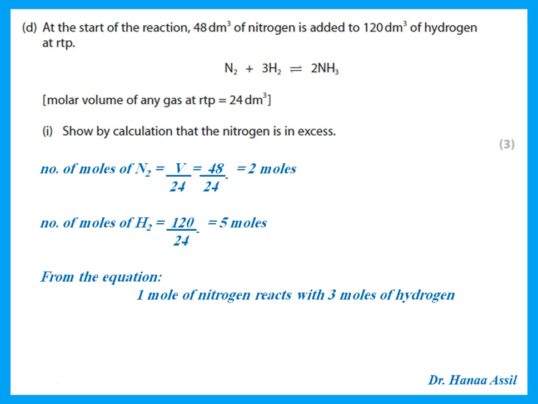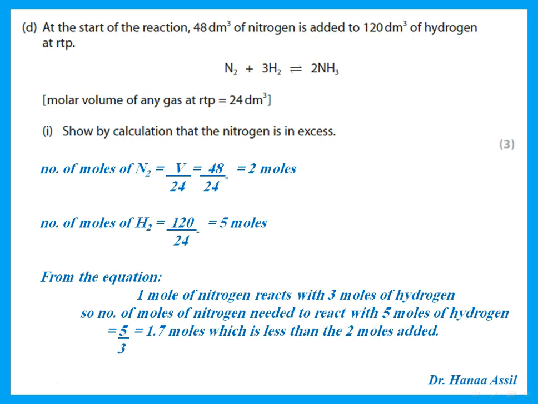Now, let us look at what we found. We found that nitrogen is 2. So according to the equation, hydrogen should be 2 times 3, which is 6. But we have less than 6. And that means hydrogen is not the excess, hydrogen is the limiting.